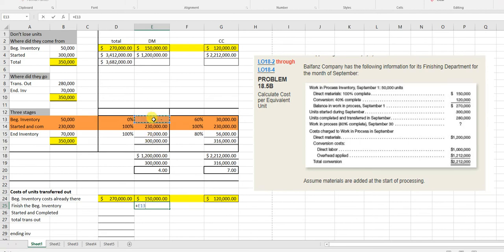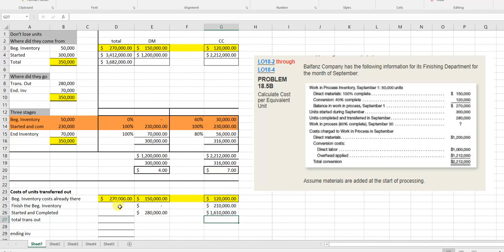Well, my units are 0, and I multiply it by $4 worth of cost. So that makes sense that that should be 0. My started completed is 70,000 equivalent units at $4 each. So if you notice, I'm basically converting these numbers from units to cost. So I have a beginning inventory of 30,000 at $7 each, and started completed of 230 times $7 each.